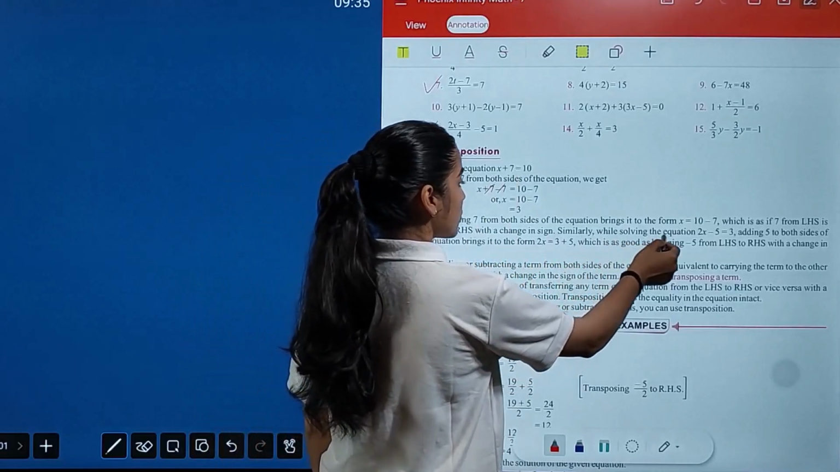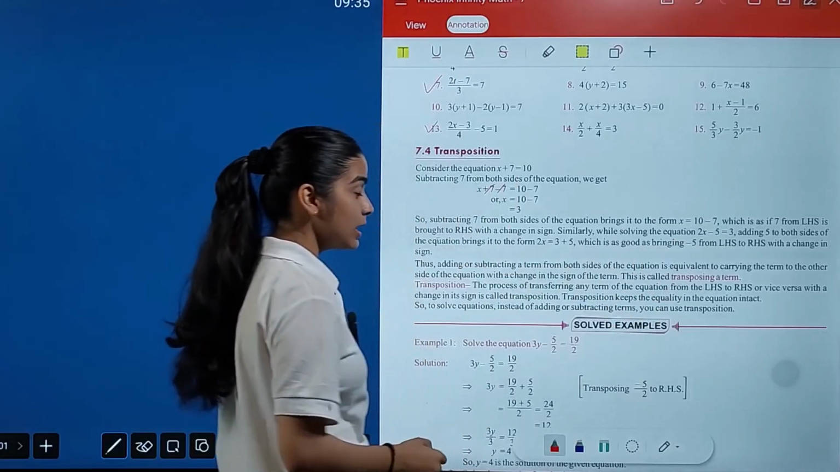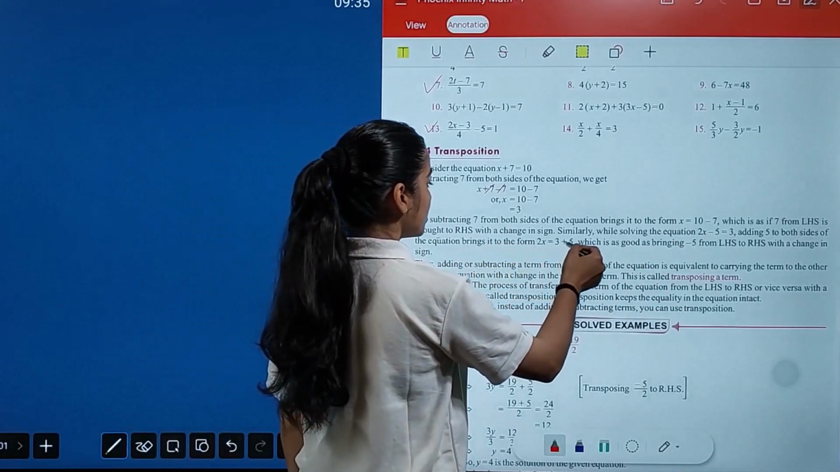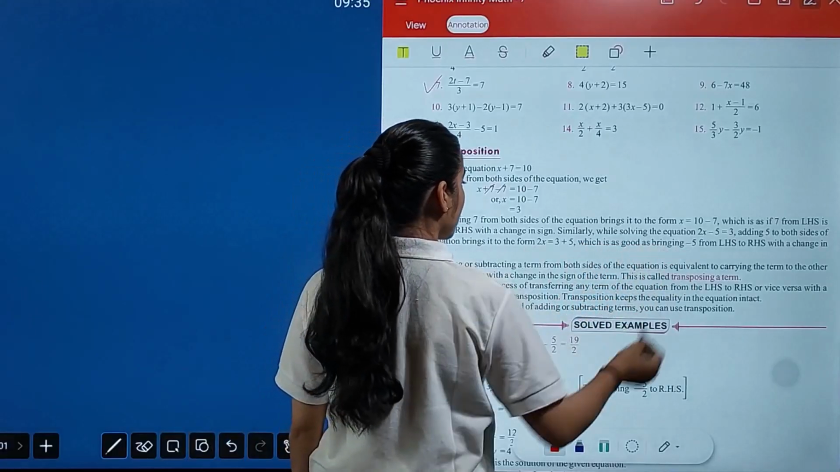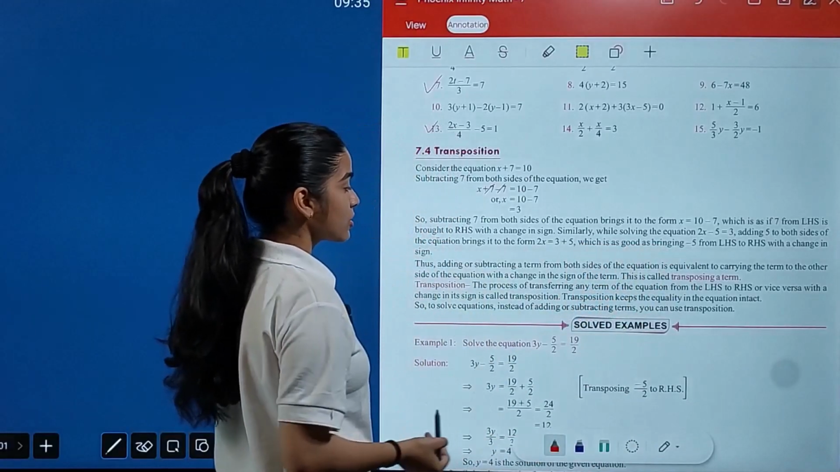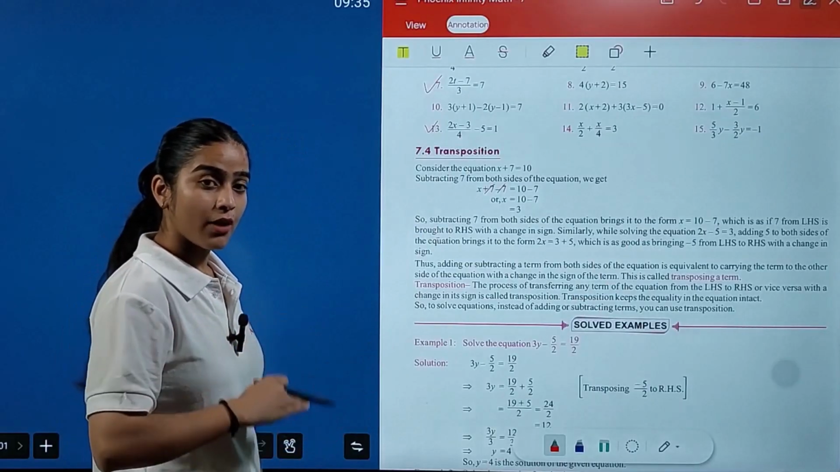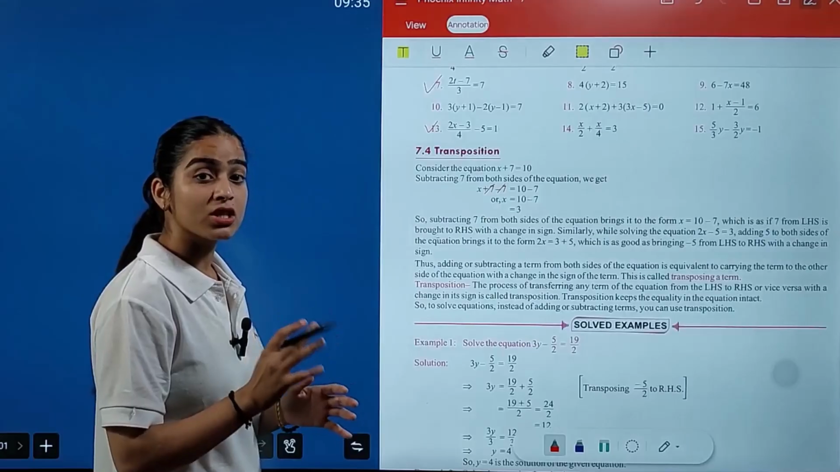Similarly, while solving the equation 2x minus 5 is equal to 3, adding 5 to both of the sides brings the equation to the form 2x is equal to 3 plus 5, which is as good as bringing minus 5 from LHS to RHS with a change in sign. So what we consider here is that transposition means we have to transport our numbers by changing their sign.